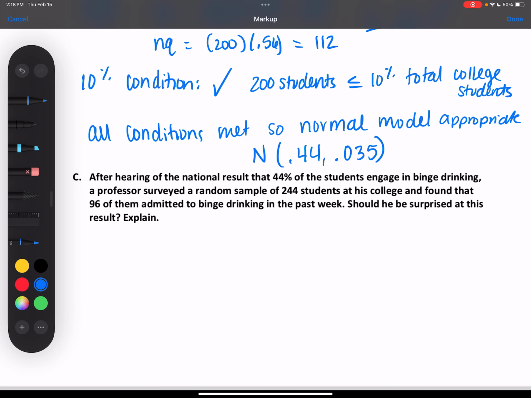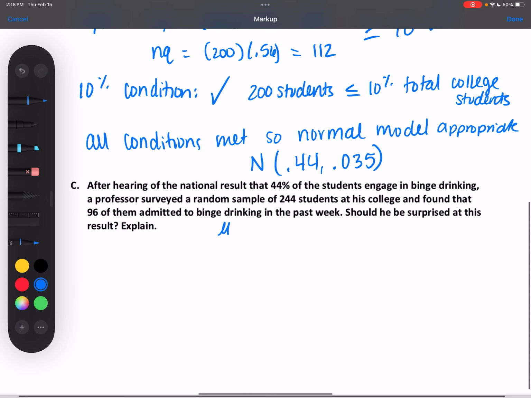So. Should he be surprised at this result? So the mean we know is 0.44, right? Yes. The standard deviation is going to change. And actually our mean is going to change. This is the national result of what it should be, but we're going to see what the mean for this particular situation is. So we're going to do y bar.